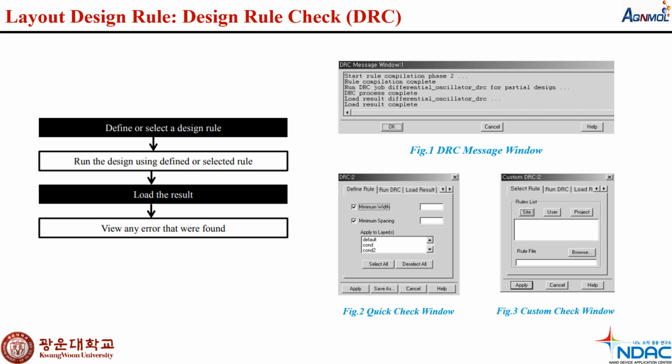First of all, define or select a design rule. After that, run the design using the defined or selected rule, then load the result, and finally we can view any errors that were found or not. This is all about the design rule check procedure. Here we can see figure number 1. If there is any message, the window gives this kind of view. And in figures 2 and 3, we can see the two windows for the quick check and for the custom check design DRC.